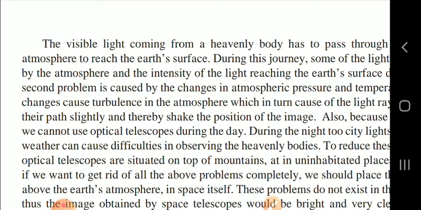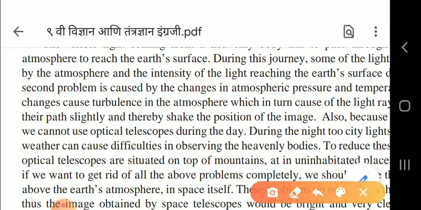A change causes turbulence in the atmosphere, which in turn causes the light rays to change their path slightly and thereby shake the position of the image. Because of the sunlight, we cannot use an optical telescope during the daytime. During the night time also, the city light and cloudy weather cause difficulties to observe the heavenly bodies. To reduce this problem, what are we doing?